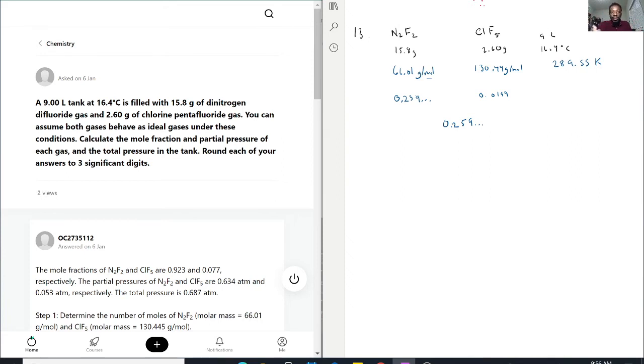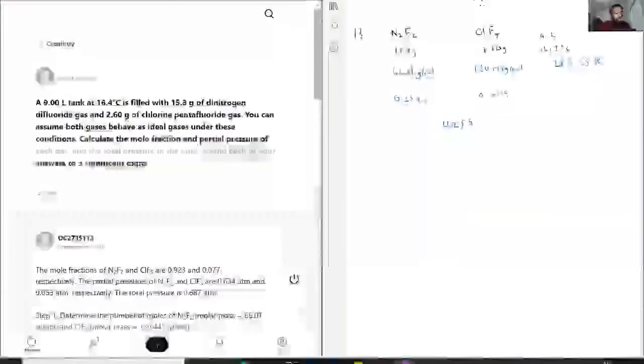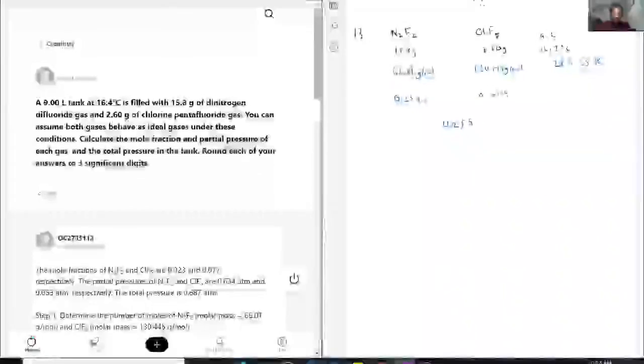So for N2F2, the molar fraction is going to be, to 3 significant digits, 0.239, etc., divided by 0.259, etc., and we get 92.3. The reason we have 92.3 is because we multiply by 100 to get a percentage. I'm going to leave it as a decimal to emphasize a fraction. So 0.923. That'll be the molar fraction there.